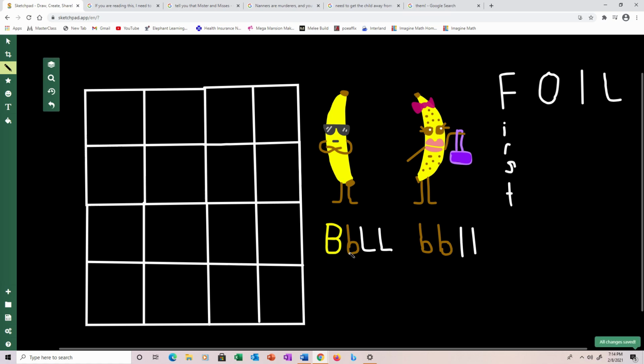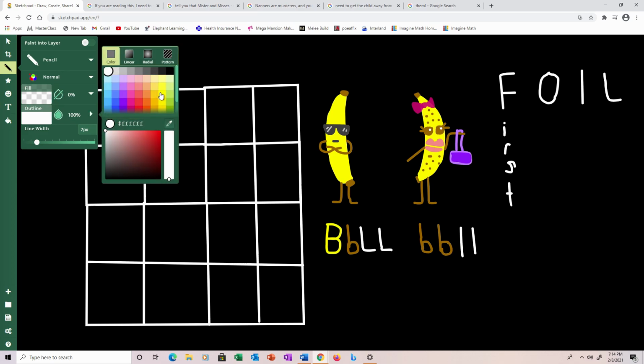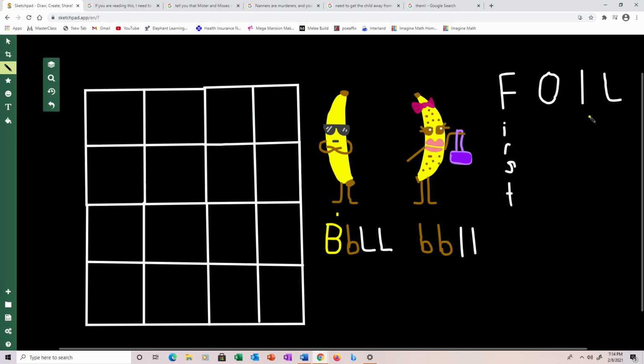So we're gonna take, let me switch colors. We're gonna take the capital B and the capital L. And we're gonna put it right here in this top left corner. Not in the box, but outside the box.